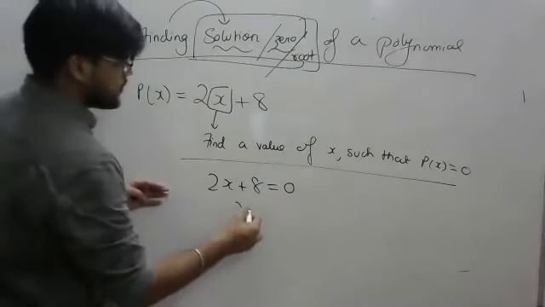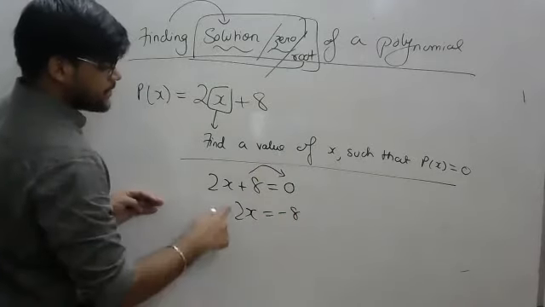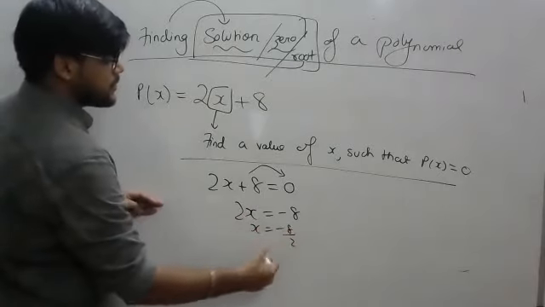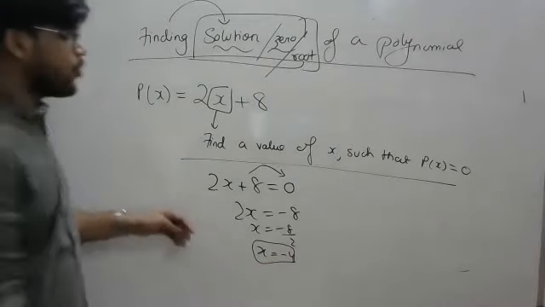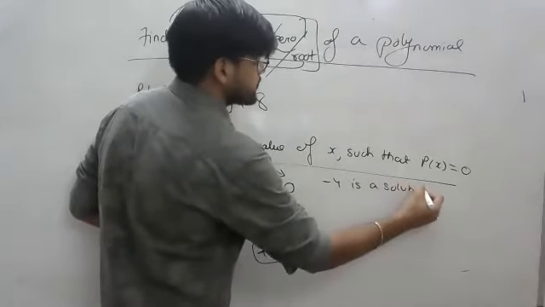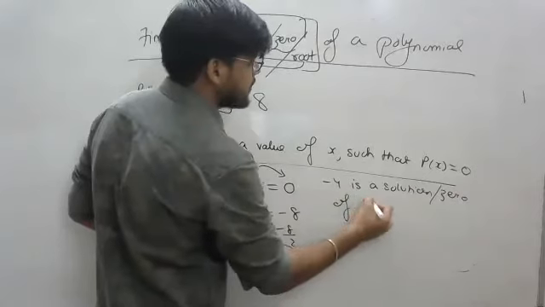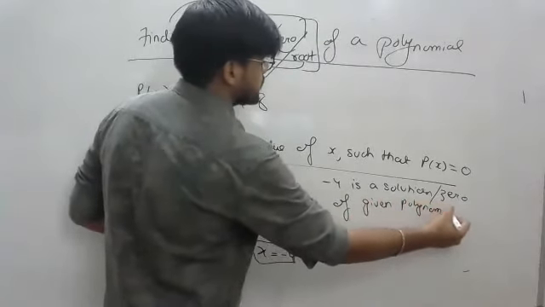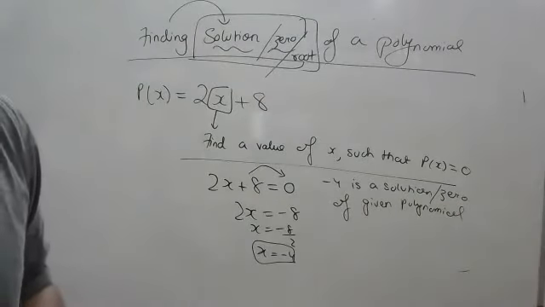See, plus 8, I'll be sending it to the right hand side, and this 2 is in multiplication, so I'll be sending it in division. So I'll be getting x equal to minus 4. Correct. This minus 4 is a solution, or you can say zero, of the given polynomial.